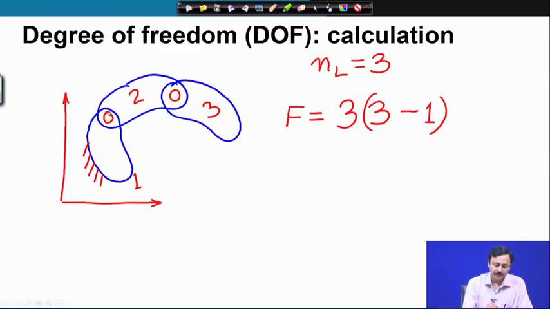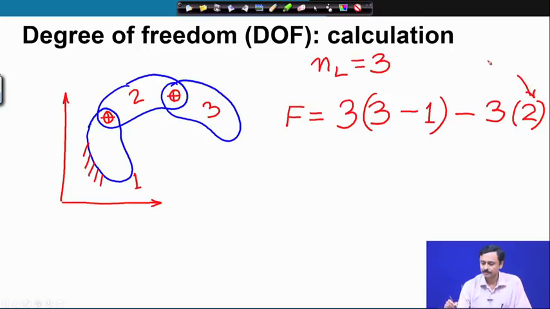But there are 2 kinematic pairs. Let me say that each kinematic pair takes away 3 degrees of freedom. That means it completely immobilizes. So, I must subtract, because it is taking away degrees of freedom. There are 2 kinematic pairs, each taking away 3 degrees of freedom. So, 2 will take away 6 degrees of freedom, but then these kinematic pairs must have their pair variables. So, it must have some degree of freedom.